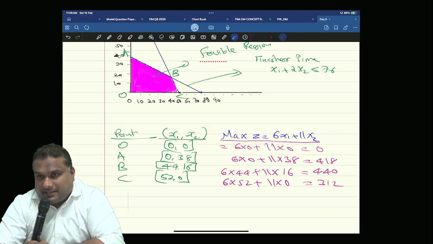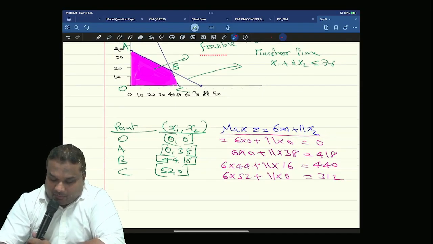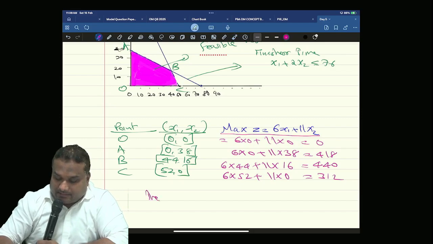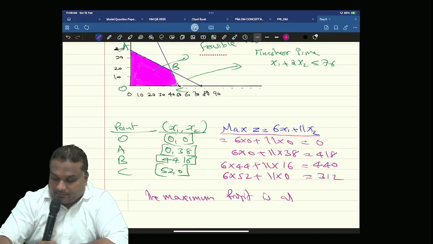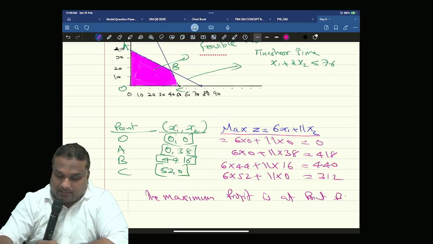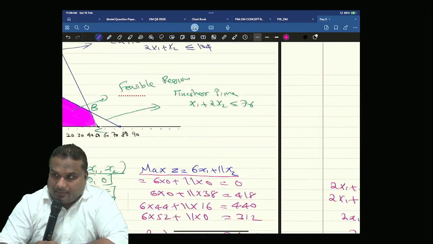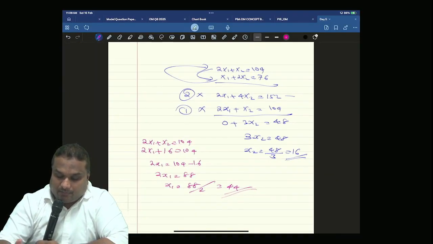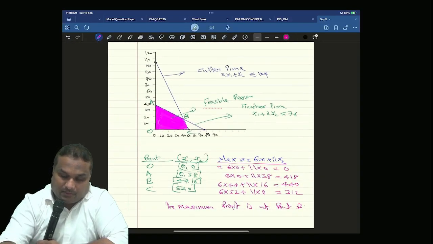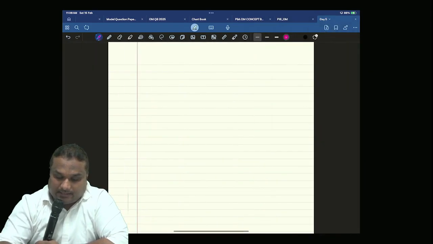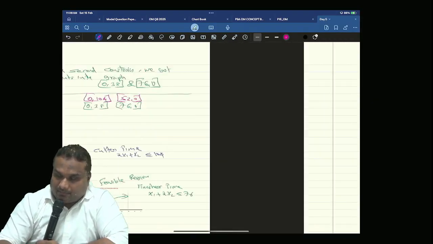On the bottom you write: the maximum profit is at point B. Hence the firm has to make 44 units of lamb A and 16 units of lamb B. Maximum profit at the point B.